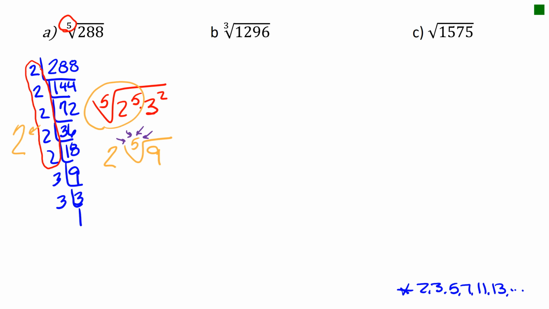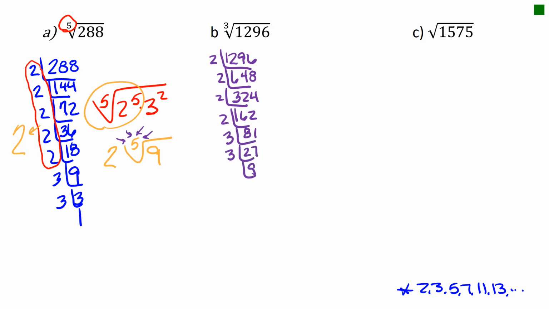So now we're going to do 1296. I again see 2 because it's even. You guys might see something else. So I'm going to have 648, divided by 2 is 324. Divided by 2 is 162. Divided by 2 is 81. Switch into 3: 27, 9, 3, take it all the way down to 1.